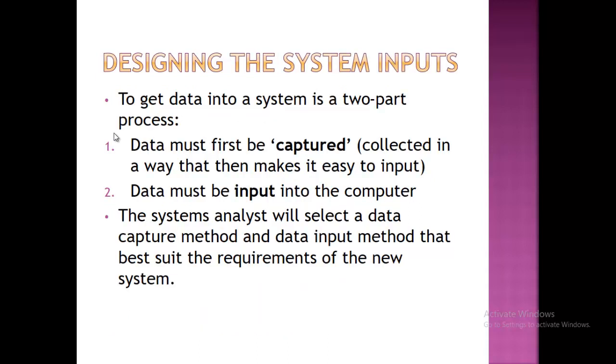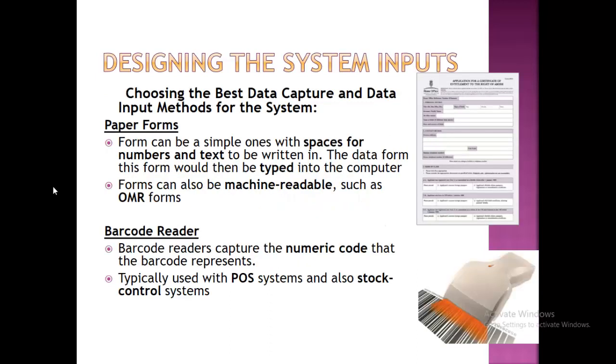So to get the data into the system is a two-part process. We first got to capture the data using different techniques such as barcode readers. If you're going to put merchandise onto your web page, you could use cameras to take photos of the front of the business, the signage, how the inside of the business looks, maybe a factory, people that work there. You'll take photos, or you could even use a microphone to capture sound as well. Then the data must be put into the computer. Okay, so when we're finished with that, you're going to design the system inputs.